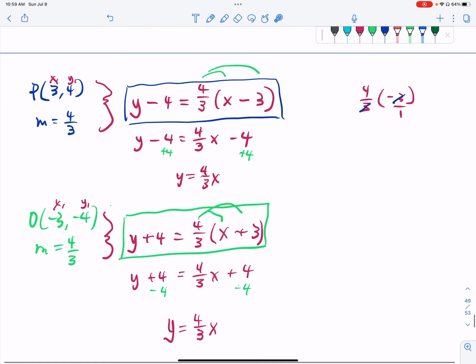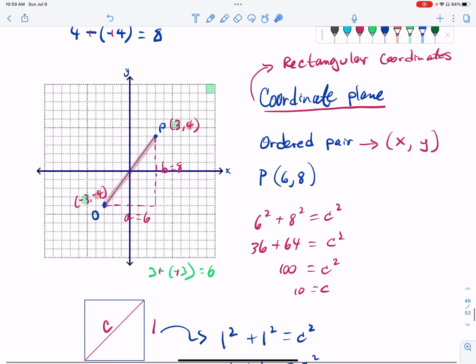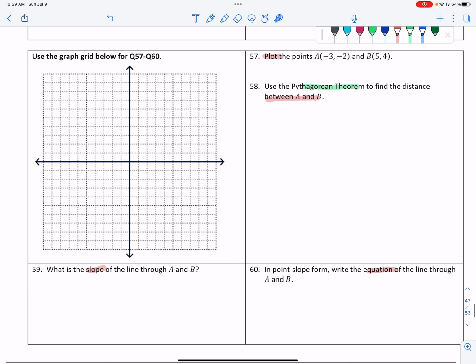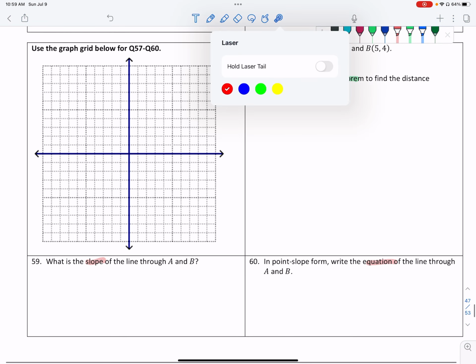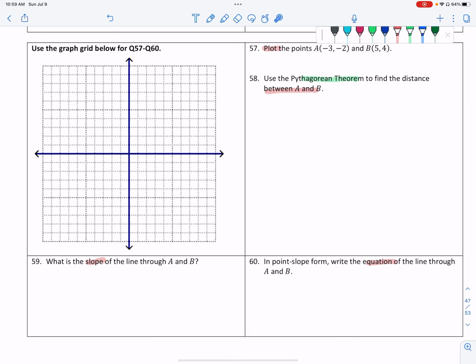All right, so that should wrap it up. All of the different things that you learned to do back there in 8th grade math that cover plotting points, finding the distance between points, finding the slope between points, and then also writing an equation of a line through those 2 points.